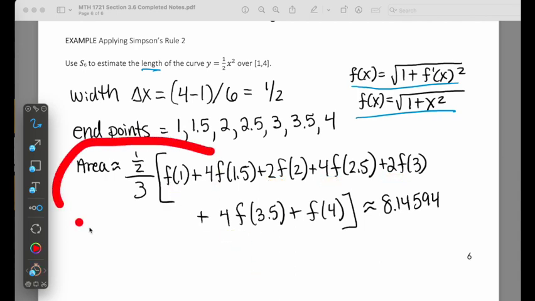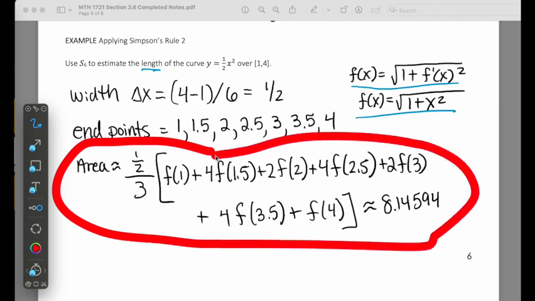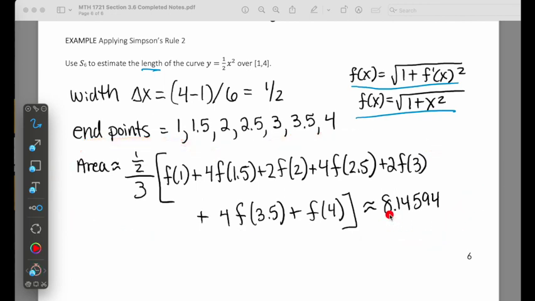Now, when you put that all in and whether you do it by hand or using the calculator, you should get 8.14594. If you use a calculator, don't forget, since you're doing 4 evaluations at 1.5, you need to put in 1.5 4 times in your list. For 2, you would put it in 2 times. Then you would put this in 4 times, this in 2 times, this in 4 times. And then 1 and 4 would only go in 1 time.